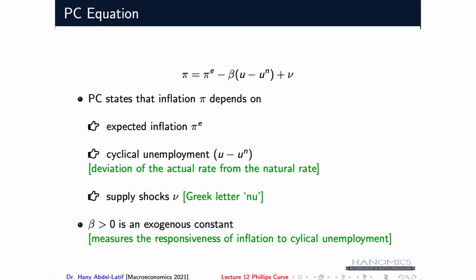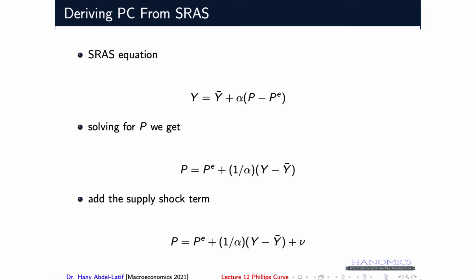So moving from here, then, as I said, this is our destination, so I don't want people to get lost when we try to derive this. So moving from here, we start with the short-run aggregate supply equation. Looking at this, again, we have the short-run aggregate supply equation.